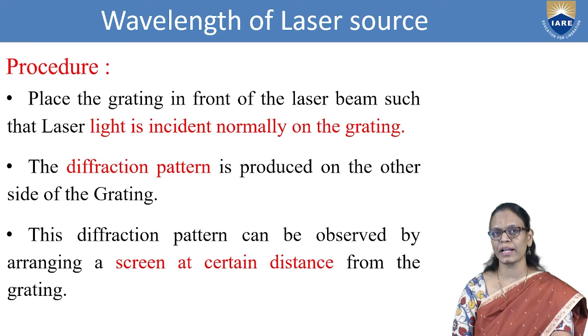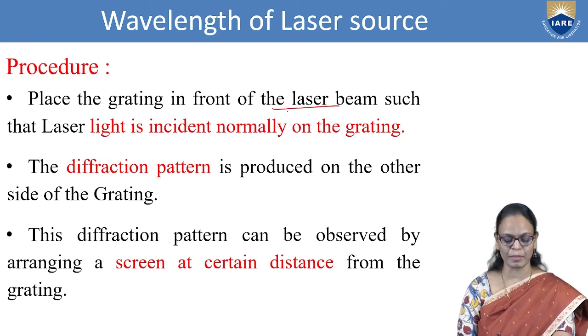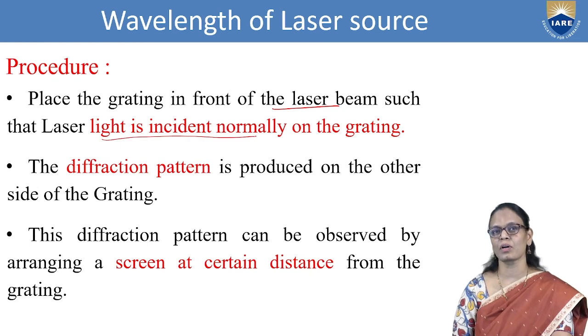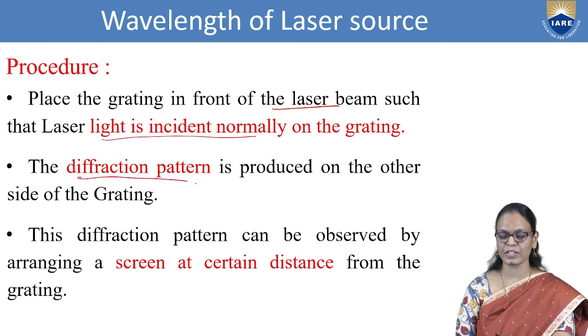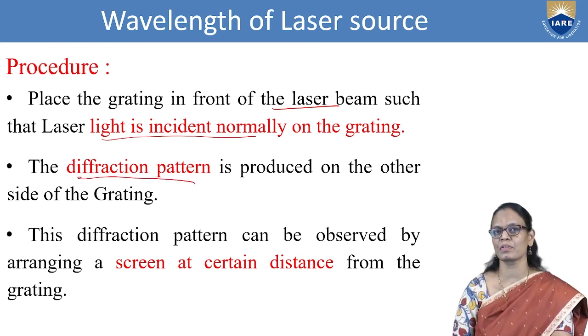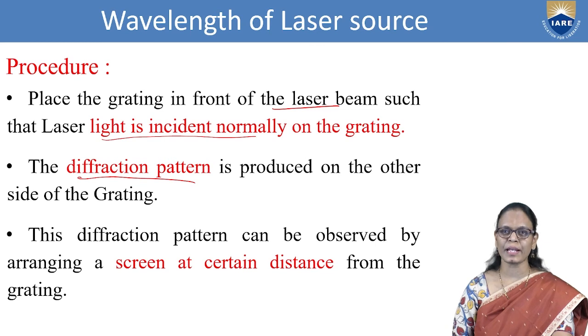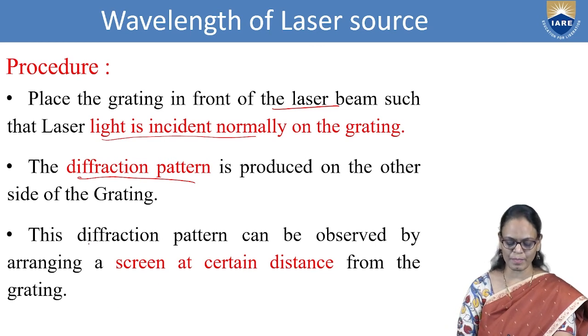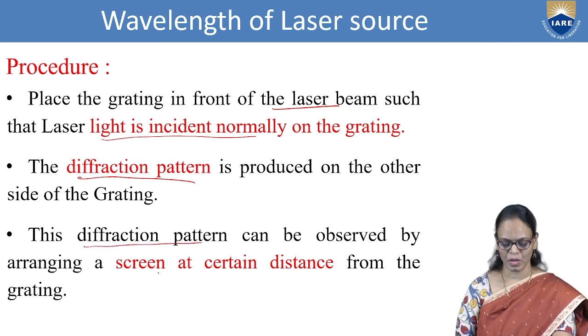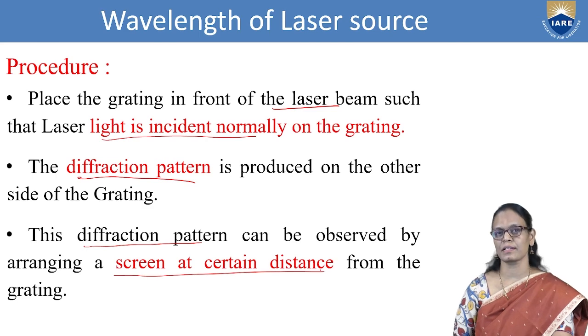Now how we are going to get it is, we are going to place the grating in front of the laser beam such that light is incident normally, and then we get the diffraction pattern. What we have understood now, because of the superimposition of the secondary waves that are coming from secondary sources, what you can observe is a diffraction pattern on the screen at a certain distance.